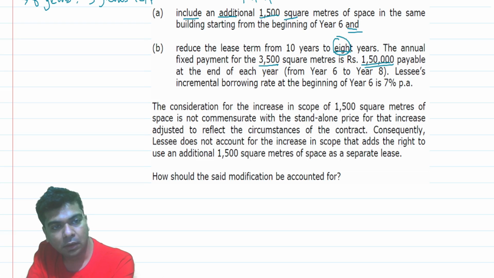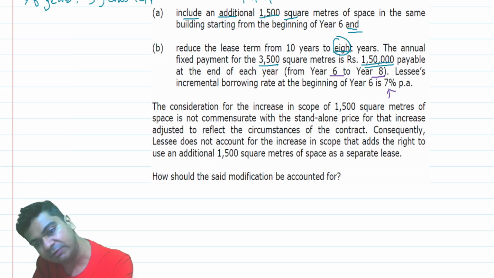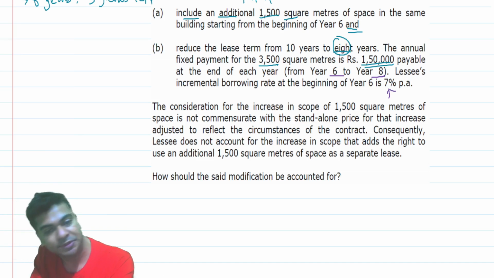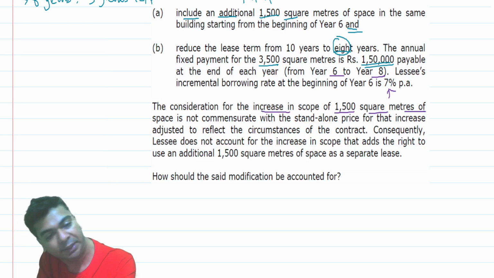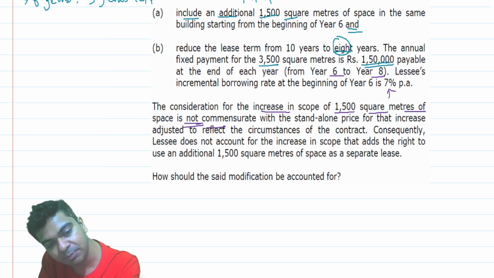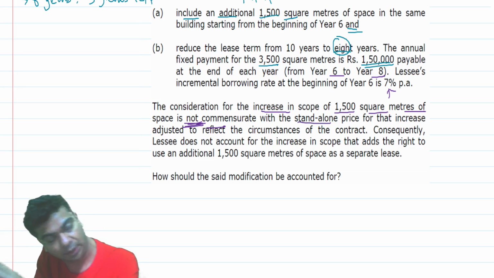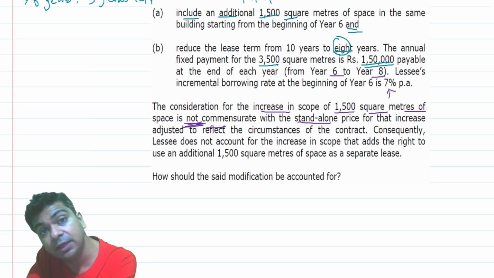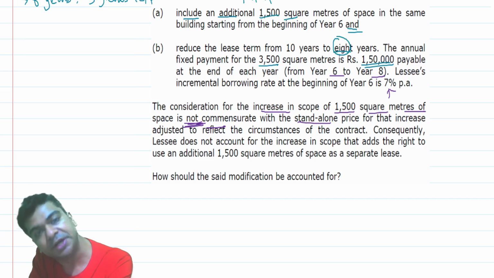Okay. So they say it is 1,50,000 payable at the end of each year from year 6 to year 8. Fine. Lessee's incremental borrowing rate at the beginning of year 6 is 7%. So you are changing the discount rate, originally it was 6%, now it will become 7%. Now, important, the consideration for the increase in the scope of 1500 square meters of space is not commensurate with the standalone price. It is not commensurate. If they had used the word commensurate, then the modification of the increase in the scope of the lease shall be treated as a separate lease. But here it will not be treated as a separate lease.